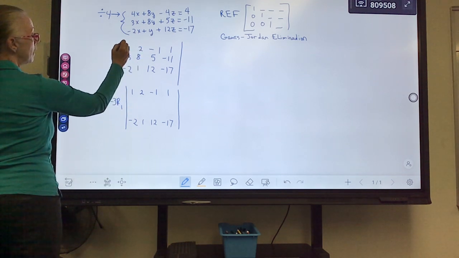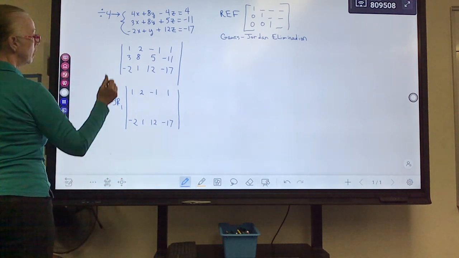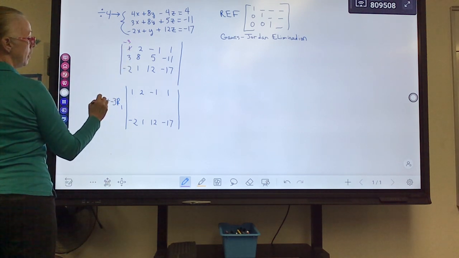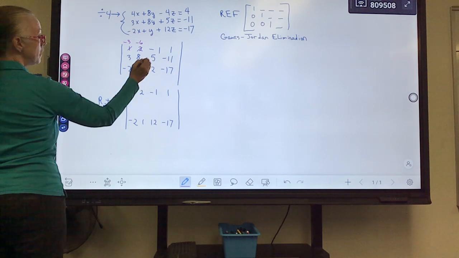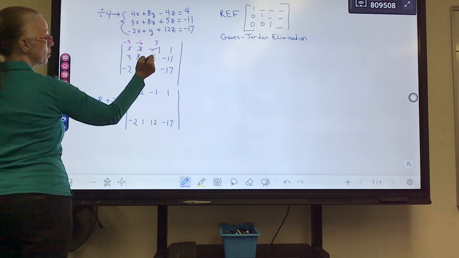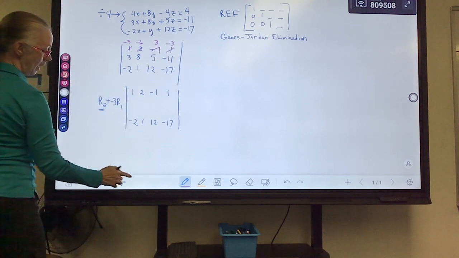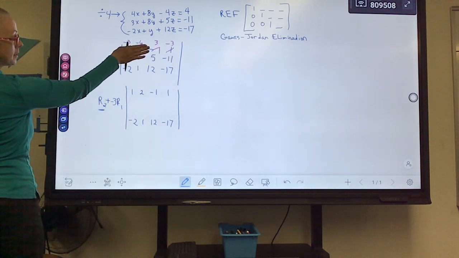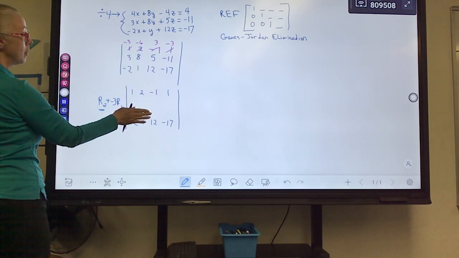So I'm going to write negative 3 times 1 is negative 3. Negative 3 times 2 is negative 6. Negative 3 times negative 1 is 3. And negative 3 times 1 is negative 3. And I'm going to use those numbers. Notice that this is the matrix I'm changing, so I'm using a new matrix here.